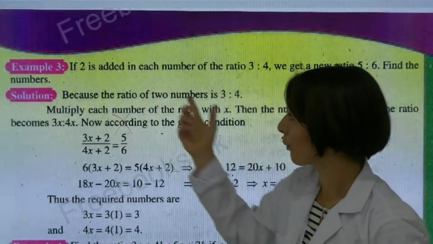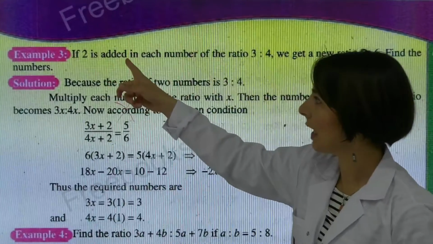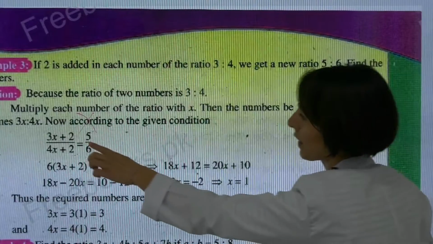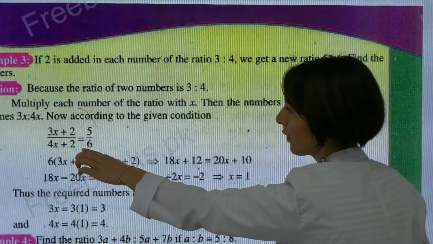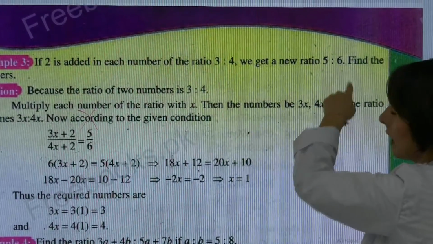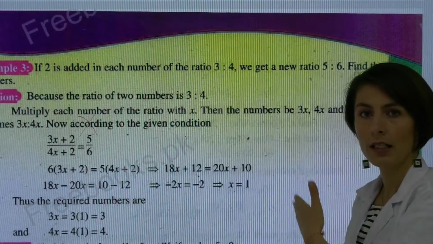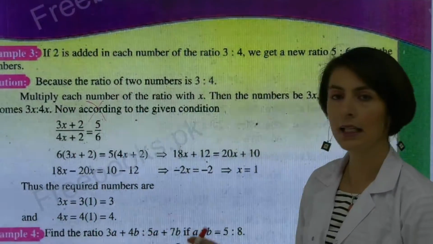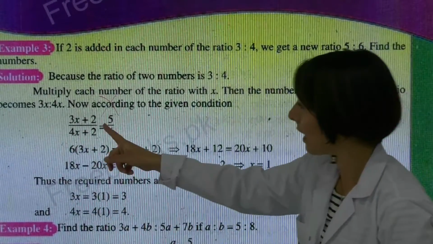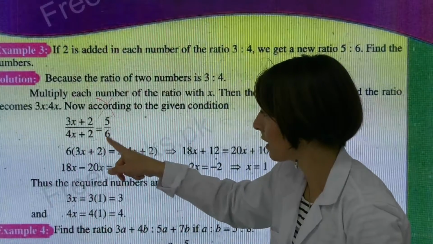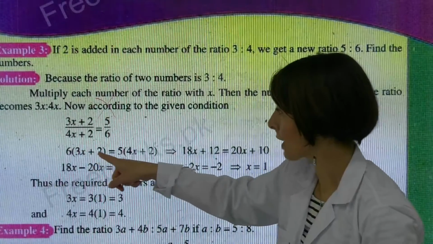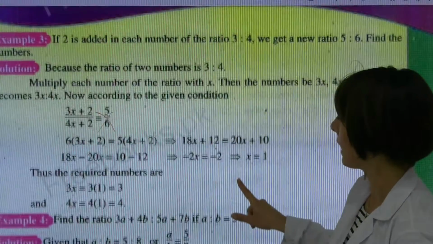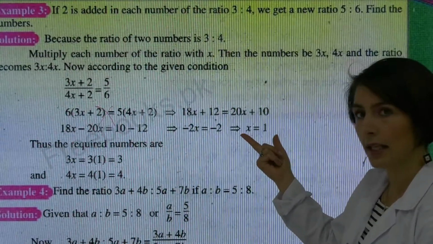According to the problem, 2 is added. So in this case, I have to add the number 2. So it's 3x plus 2 over 4x plus 2. And the new ratio is 5 to 6. It means that I have the right to write it in fraction, like 5 over 6. And in this case, I can do the cross multiplication. And in the end, I'll have 6 times (3x plus 2) equals 5 times (4x plus 2). And in the end, I'll find my x, and x equals 1.